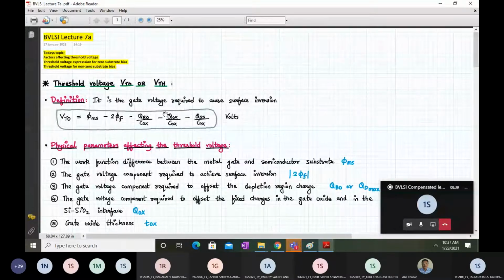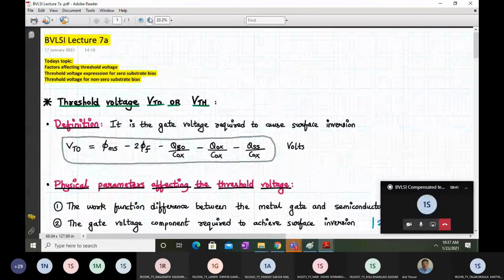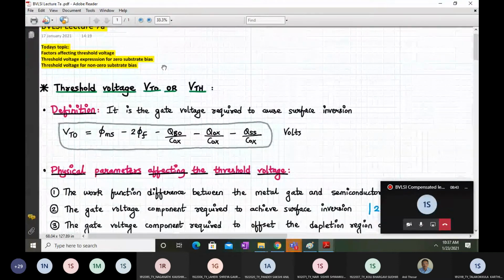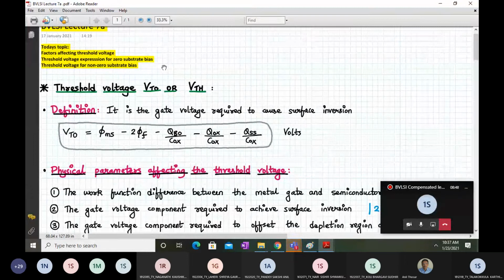Okay, so good morning, everyone. Today we will start with the detailed expression of the threshold voltage and the factors which are affecting the threshold voltage. Then we will see how the expression changes for zero substrate bias and non-zero substrate bias.